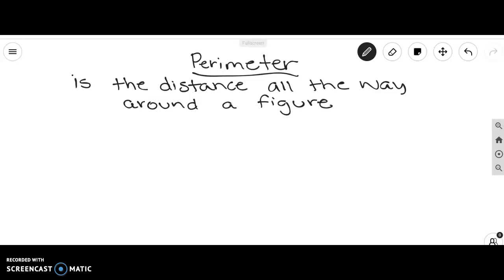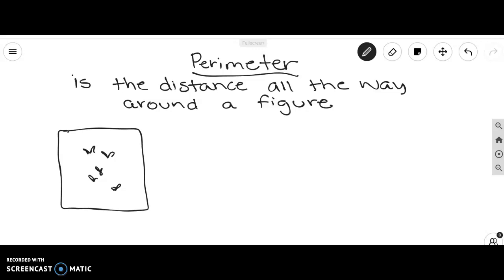In real life, we can think about a fence. So we have a yard with all the grass and all the plants, and we want to know how big our yard is so that we can put a fence around our yard. Well, we need to know the distance around the yard in order to put a fence up.